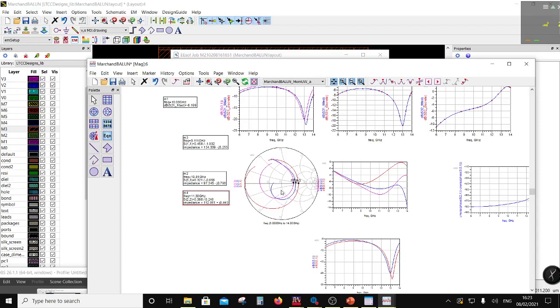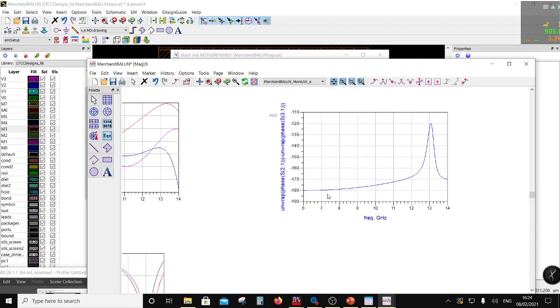Okay, so this is 112, and this one is 100, and M3 is 100 ohms, and this one is 134 and 112. Let's say 120. Okay, so the phase is okay, right? The phase is 180, and then of course it picks up.